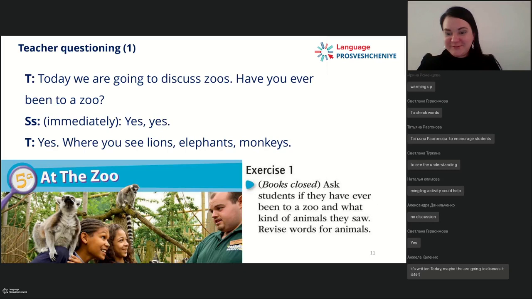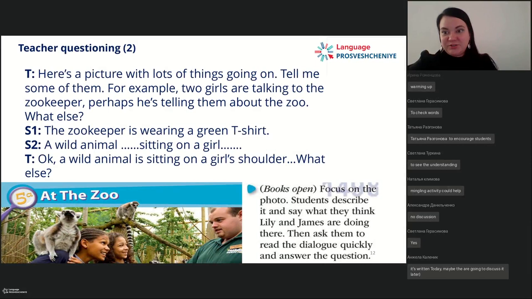So teacher questioning number two. Here we are also at the zoo. We have the picture and what the teacher asks students to do, what task. Here is a picture with lots of things going on. Tell me some of them. For example, two girls are talking to the zookeeper. Perhaps he's telling them about the zoo. What else?